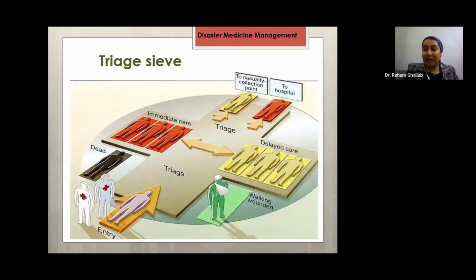This is the area of triage. I told you when you have a green, walking wounded, the immediate care area has more and more equipment: monitor, oxygen, CPR, crash trolley, whatever. And this triage may change every time. This is the ideal entry of the ER during a disaster.